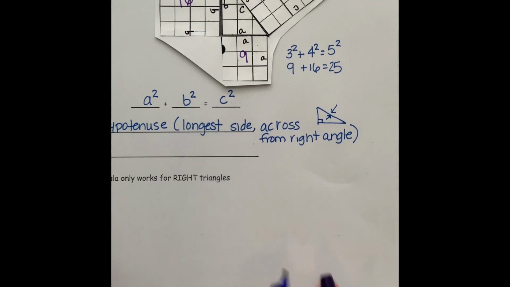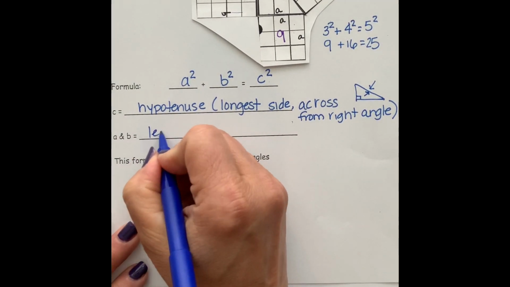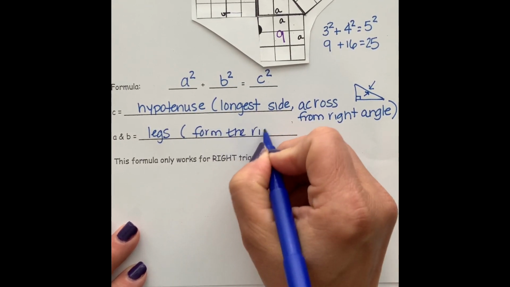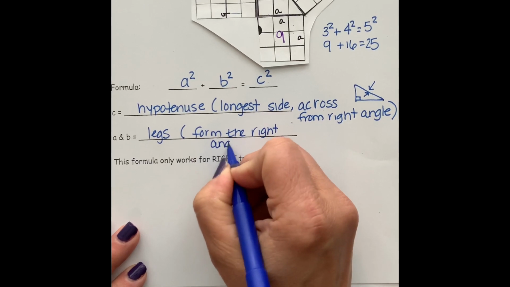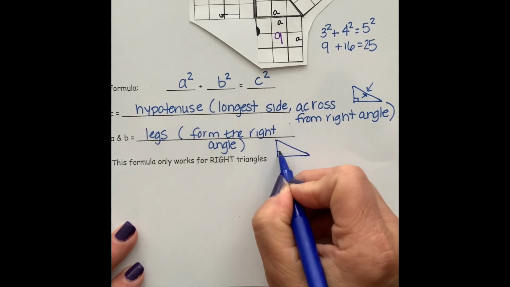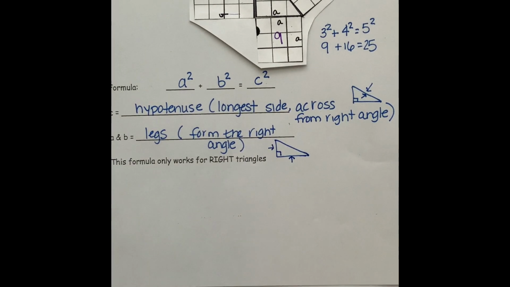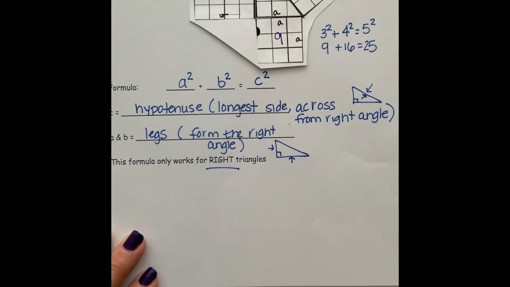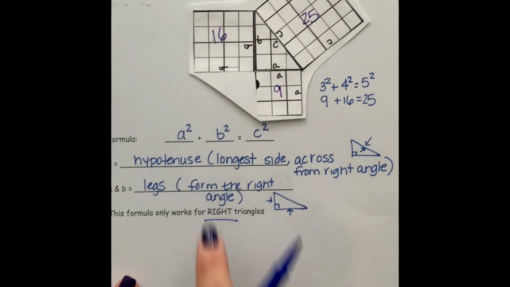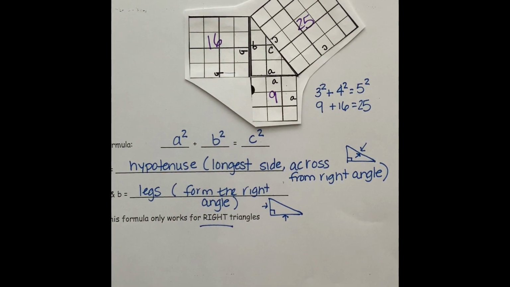The other 2 are kind of interchangeable. It really doesn't matter which one's A or B. They're called legs, and they form the right angle. It doesn't matter which one you call A and which one you would call B. They're both legs, and they both form the right angle. So those 2 would be the legs, okay? So this formula only works for right triangles. So leg squared plus leg squared, A squared plus B squared is always going to equal C squared. So this is your Pythagorean theorem. So make sure you have that down somewhere.